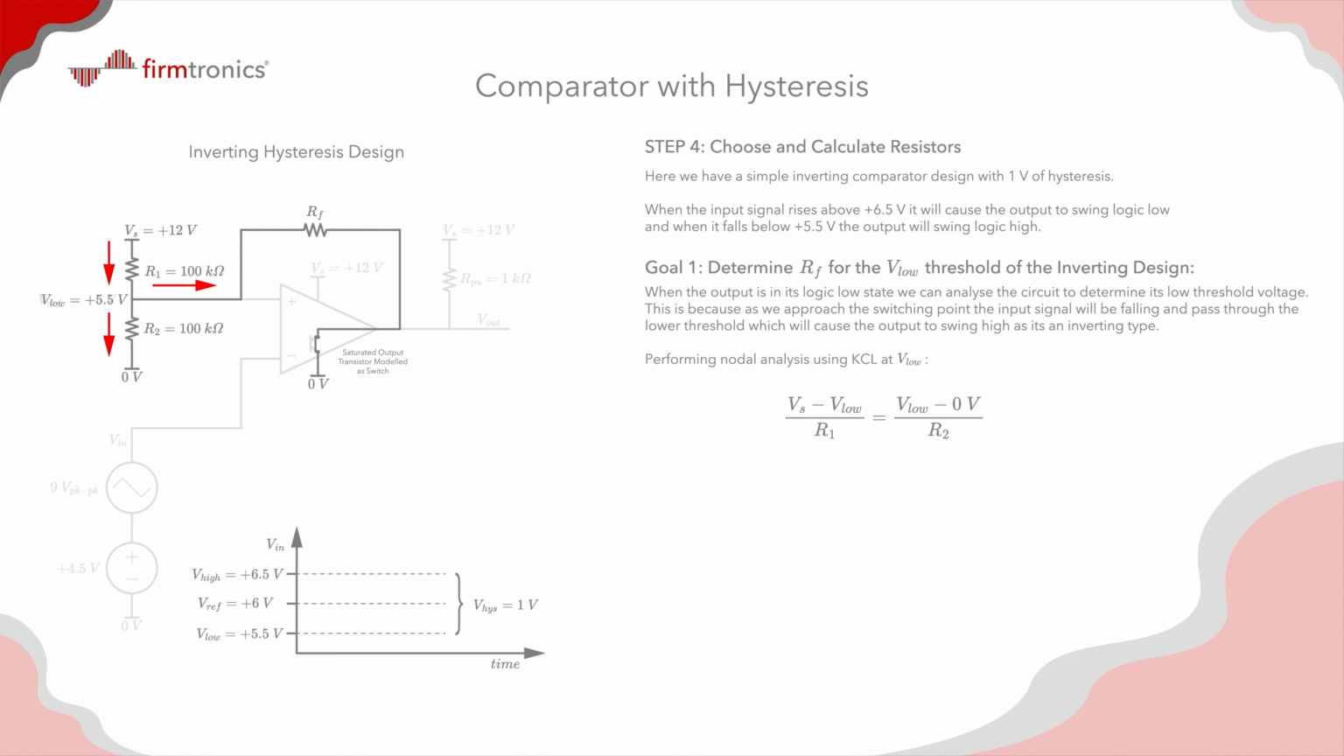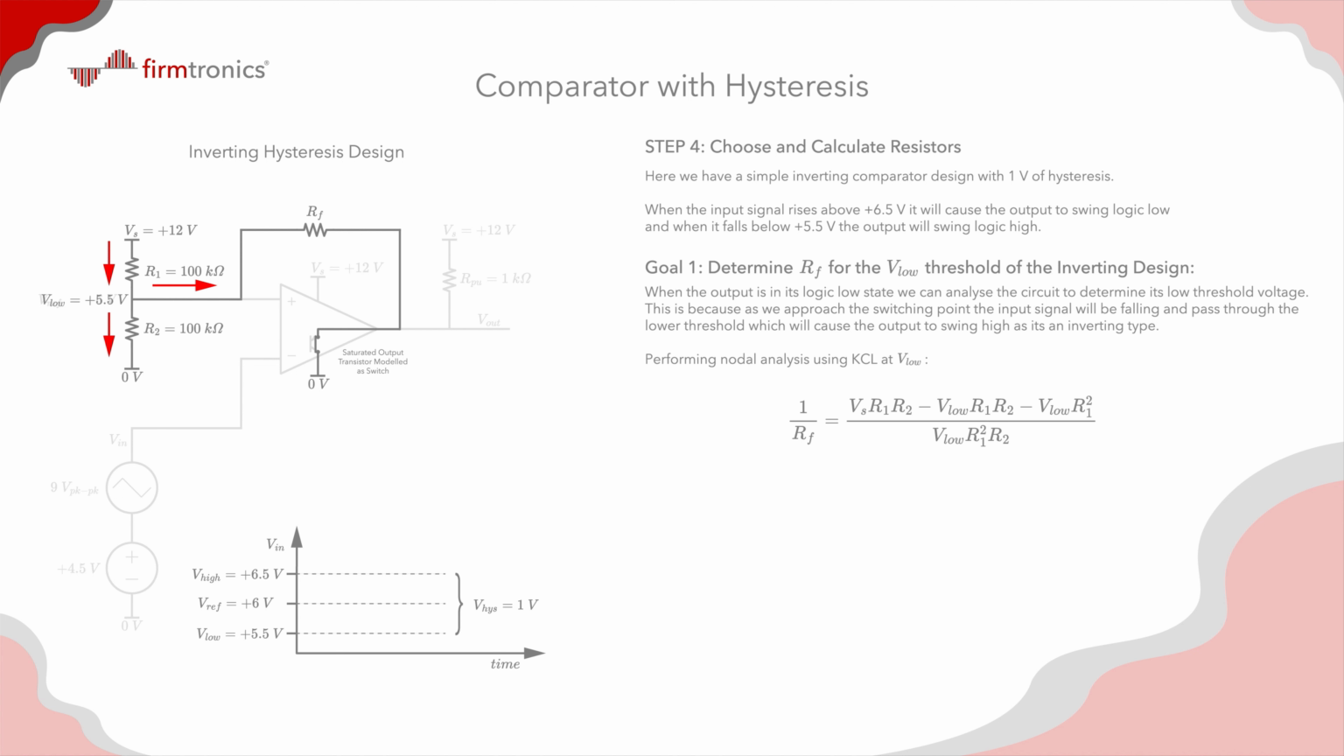So for the current through R sub F, we can see that it flows through the output transistor, which is fully saturated. So that means it flows to ground. So we have V sub low minus 0 volts divided by R sub F. Now if we rearrange the equation and factor out V sub low, then we divide both sides by V sub low to bring to the other side. Now we'll make R sub F the subject of the equation.